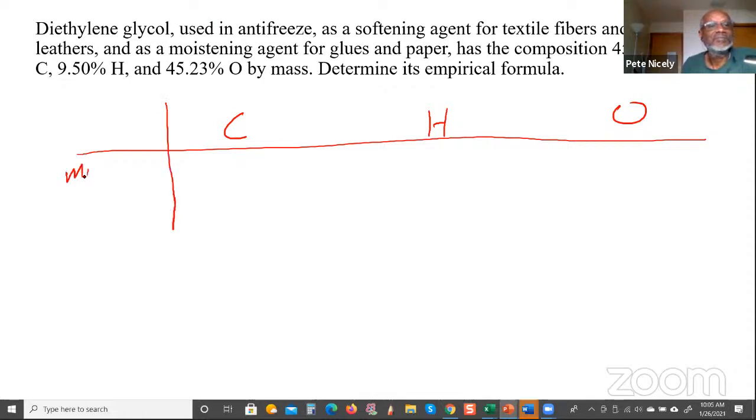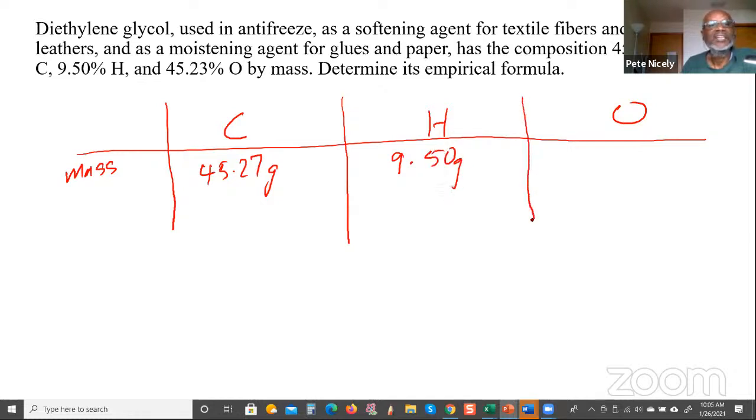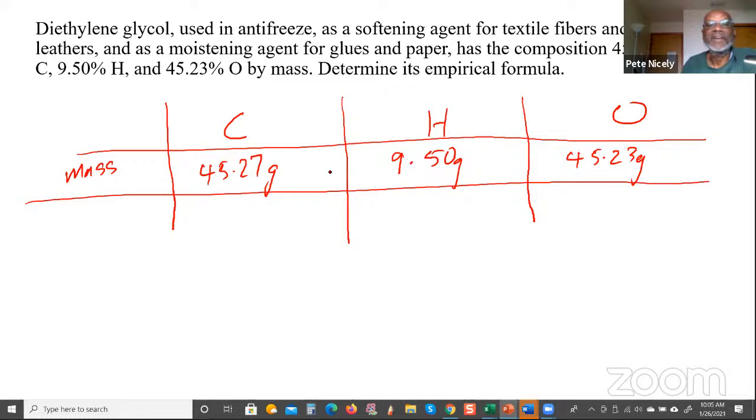So the mass for this row, in the case of carbon, is 45.27 grams. In the case of hydrogen, it's 9.50 grams. And in the case of oxygen, it's 45.23 grams. So the next step would be to find the moles.